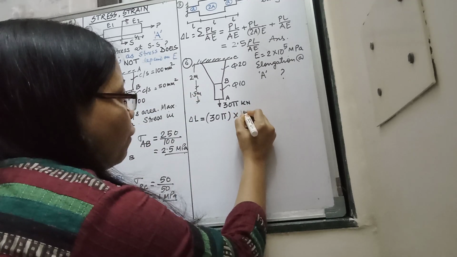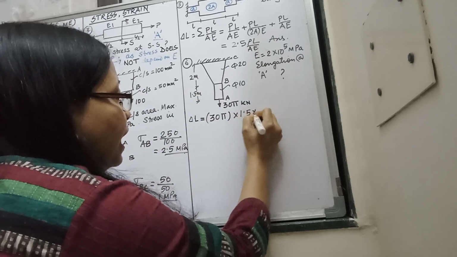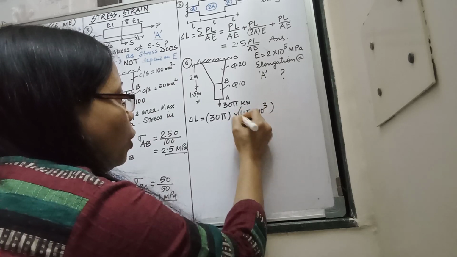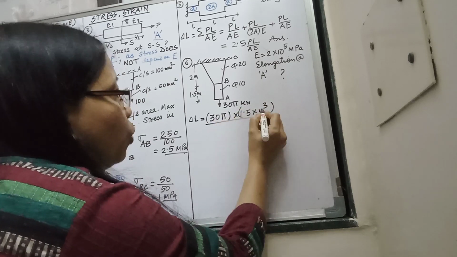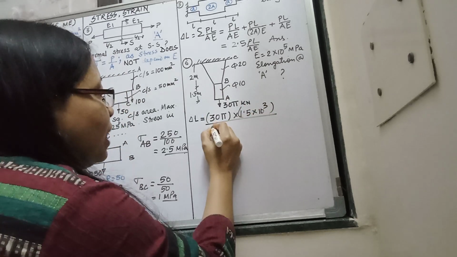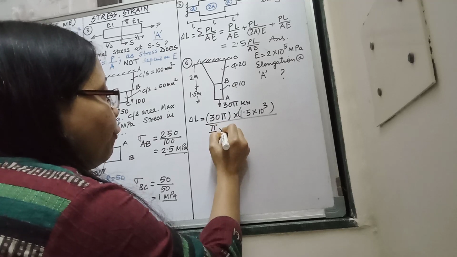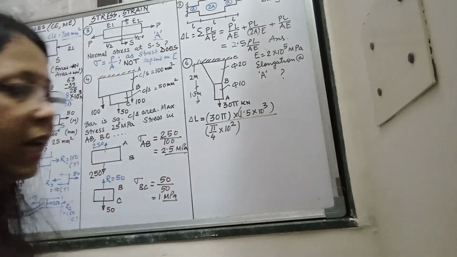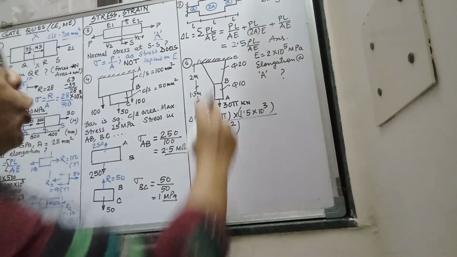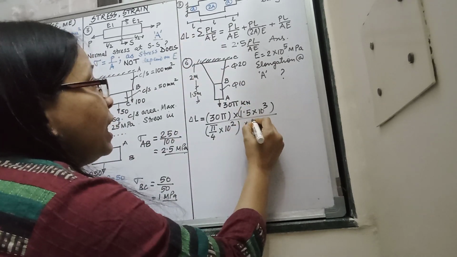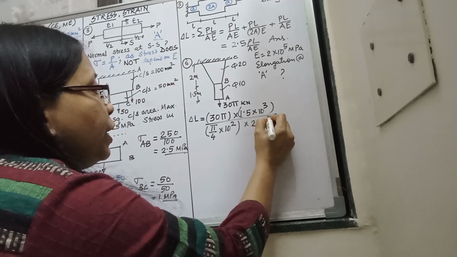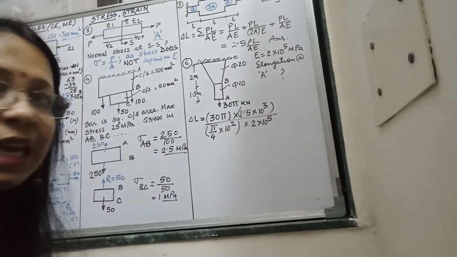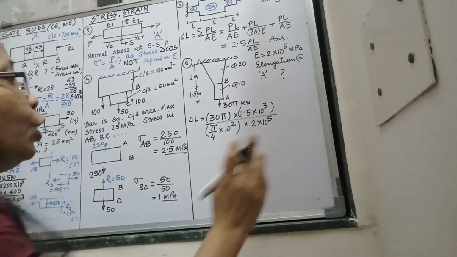तो सबसे पहले इसको कन्वर्ट करो. 1.5 into 10 cube. So this is P into L. इसका एरिया कितना होगा? pi by 4 d square. This is area. Is it clear? What will be E? E is 2 into 10 raised to 5. ये MPa में ही दिया हुआ है. Then we don't need to convert.